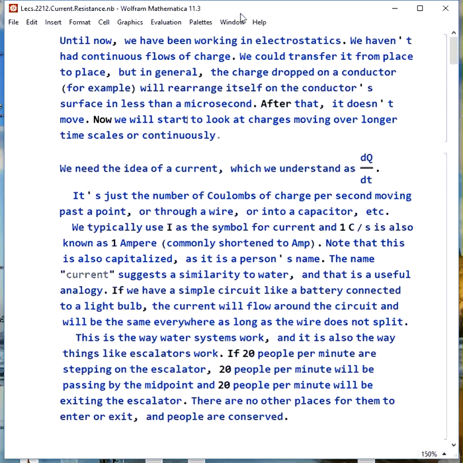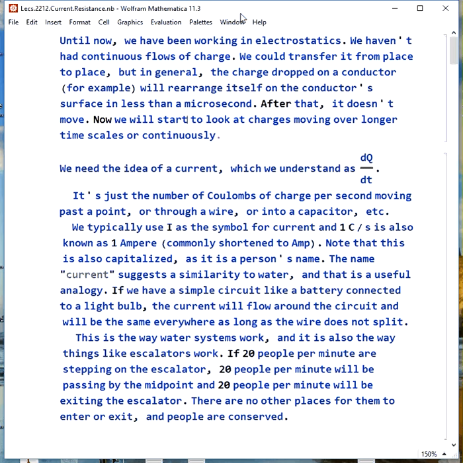Until now, we've been working in electrostatics, and what that means is we don't have continuous long-term flows of charge. We might transfer it from place to place, but if we drop charge on a conductor, for example, it'll rearrange itself on the conductor's surface in well under a microsecond, and after that it doesn't move. Now we're going to start to look at charges moving over longer time scales or indefinitely long.